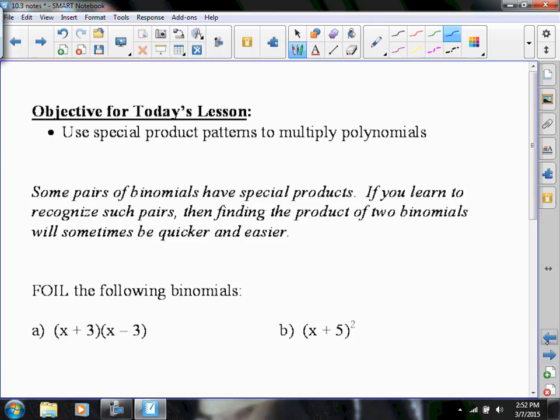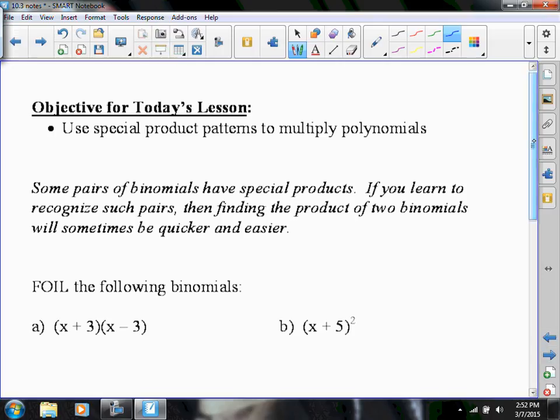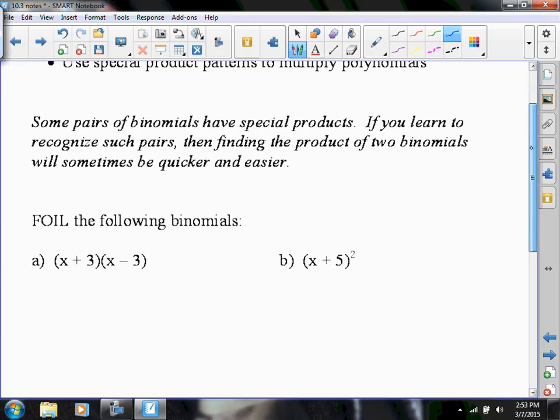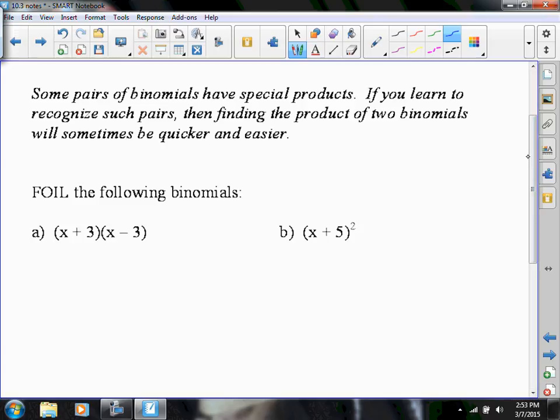And today we're going to talk about what those special products are, and this is all related to when we multiply polynomials, which is what we were discussing in section 10.3. I'm sorry, 10.2. So if you want to look at some basic multiplying of polynomials, go back and look at the 10.2 notes. But sometimes when you multiply binomials, a binomial times a binomial, you get a special pattern that happens when you multiply them. And sometimes if you learn to recognize these different patterns, it can help you multiply them quicker and easier.